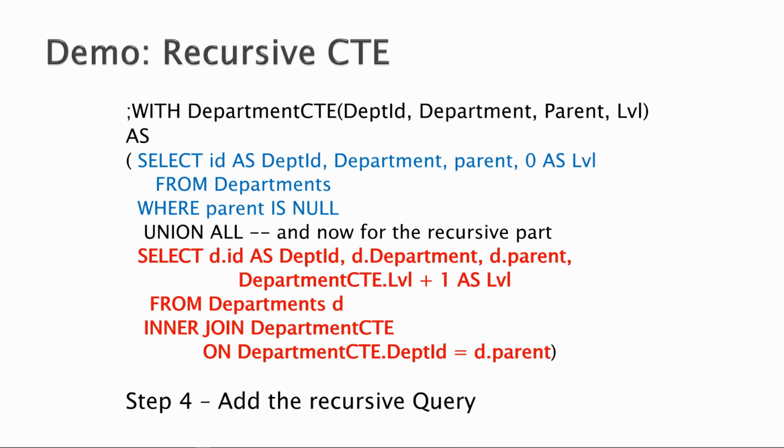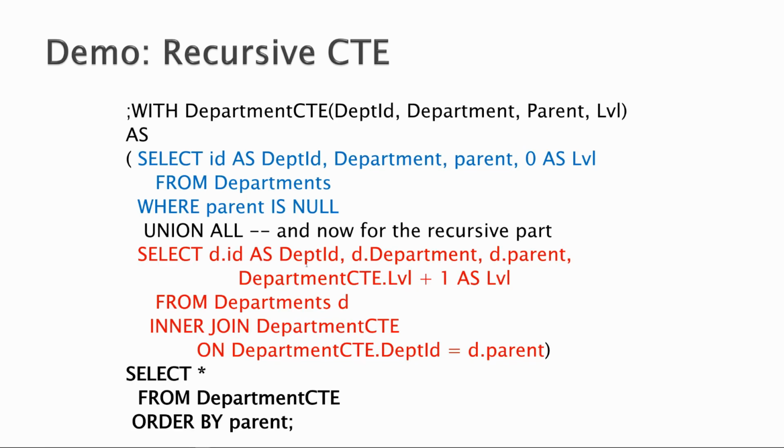And here the recursive query is shown in red, where we're saying, select the department ID, department, and parent from departments, but we're joining back to the department CTE, which is the CTE we're building right now, and we're joining it on the department ID, which equals the parent in departments. And then we're grabbing the level from the department CTE and adding 1 to it. That's how we're saying that the first level of recursion will be 0 plus 1, or level 1. The second level will be 0 plus 1 plus 1, or level 2. And then the last thing we do is select from that CTE, ordering by some value we want to order by.